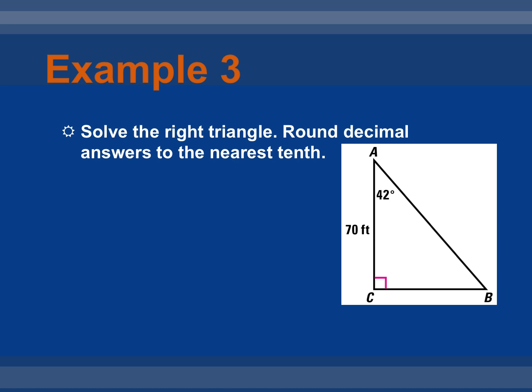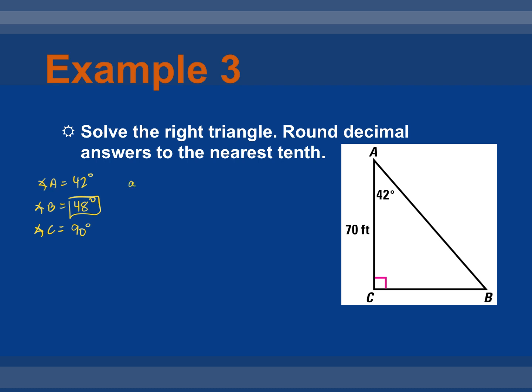Well, again, notice that the triangle has angle A, angle B, and angle C. Angle C is always 90 degrees, angle A is 42, and you know that angles A plus B have to add up to 90, so angle B is going to be 48 degrees. So this one was easy to solve for. Now we have to find the missing sides.